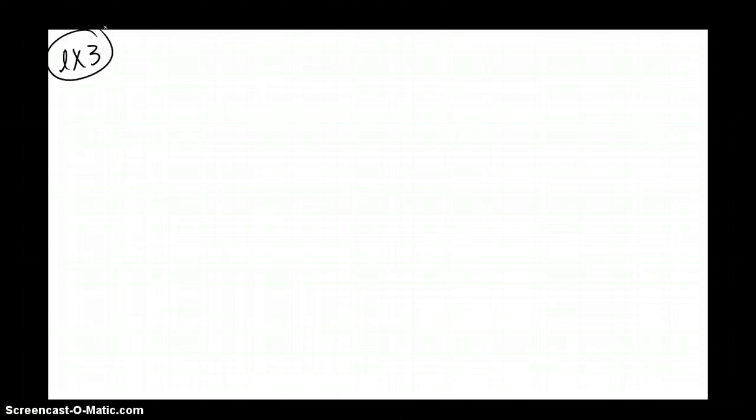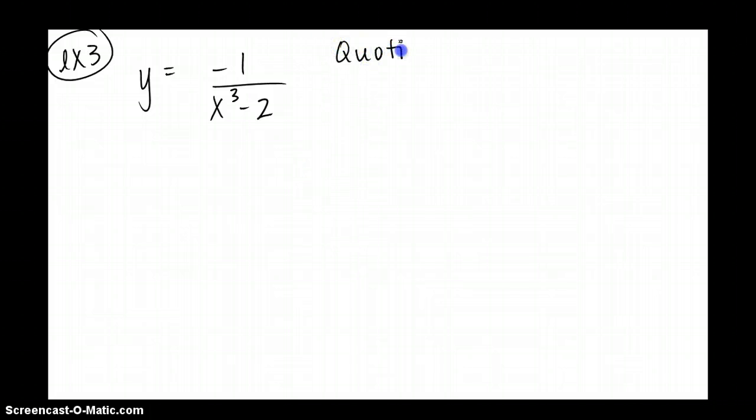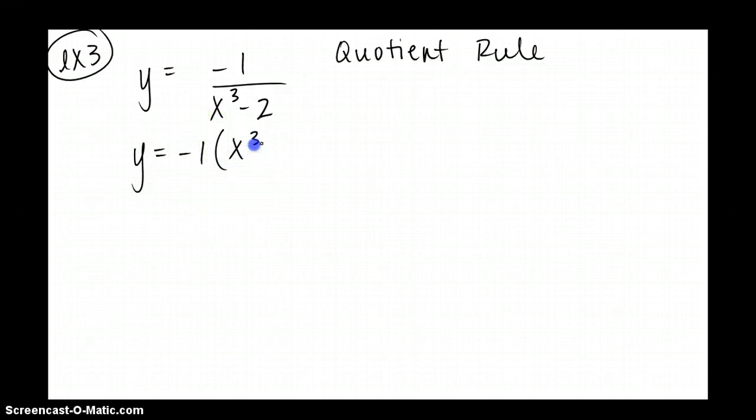Alright, if I have y equals -1 over x cubed minus 2. Now you can use quotient rule here. Right, and I know some of you in class prefer to use the quotient rule whenever you see something written like this. But I'm going to show you how the chain rule would work. So I can take my denominator and raise it to the -1st power.